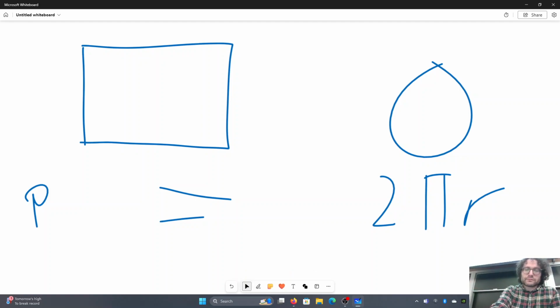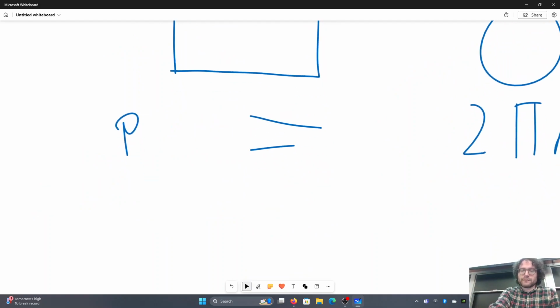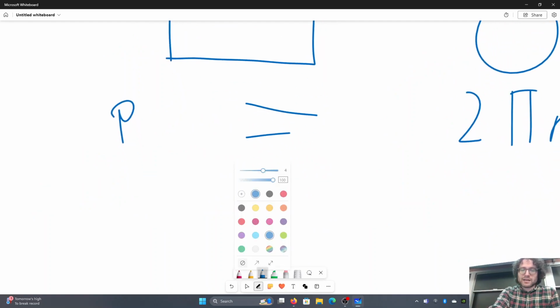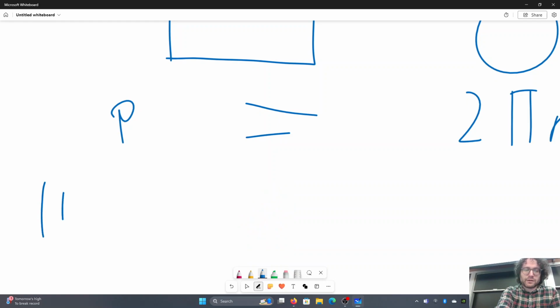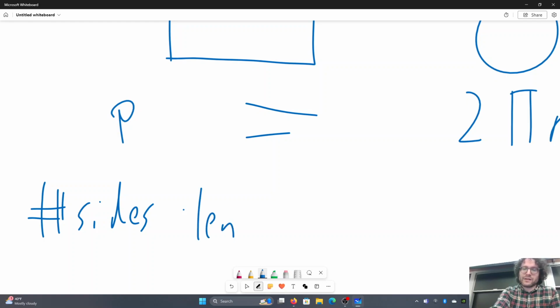Now the way you figure out a perimeter is you take the number of sides, num sides, times the length of each side. So we need to make those two things equal. Perimeter is equal to the number of sides times the length of each side. So what I'm doing now is writing an equation here. We've got number of sides times length is equal to 2 pi r.